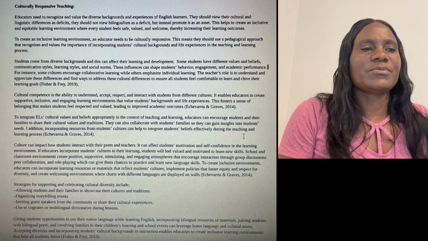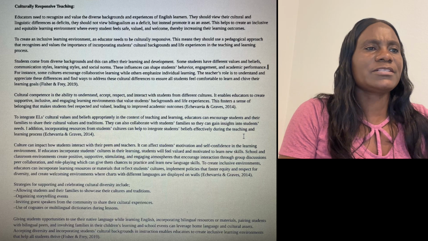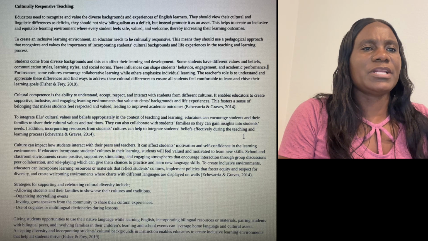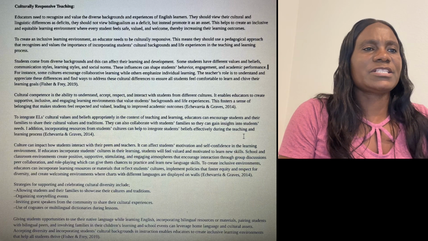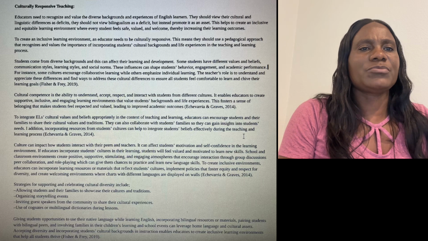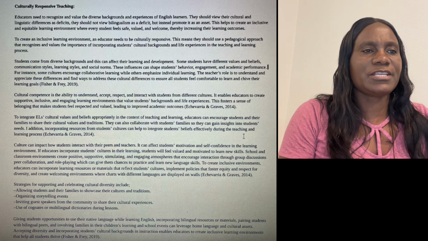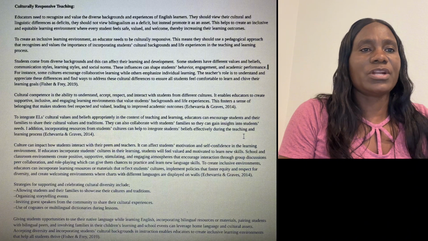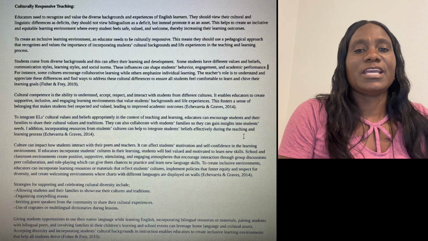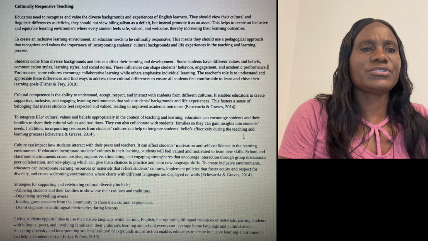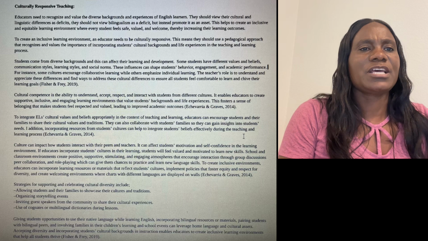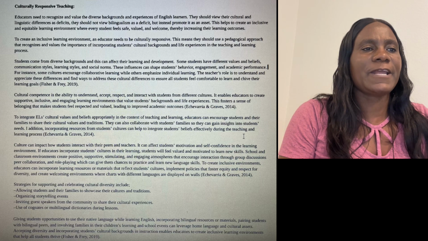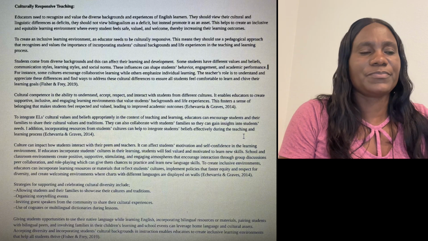Some students come from diverse backgrounds, and this can affect their learning and development. Some students have different values and beliefs, communication styles, learning styles, and social norms. These influences can shape students' behavior, engagement, and academic performance. For instance, some cultures encourage collaborative learning while others emphasize individual learning. The teacher's role is to understand and appreciate these differences and find ways to address them to ensure all students feel comfortable to learn and achieve their learning goals.